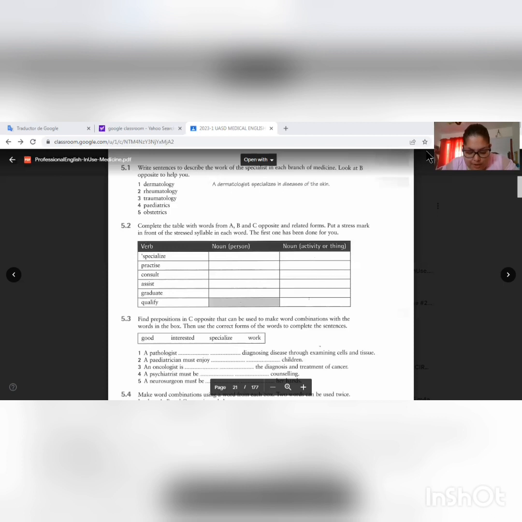5.4. Make word combinations using a word from each box. Two words can be used twice. Look at A, B, and C opposite to help you. 1. Health center. 2. Group practice. 3. Surgical specialties. 4. General practitioners. 5. Consulting rooms. And 6. Internal medicine.